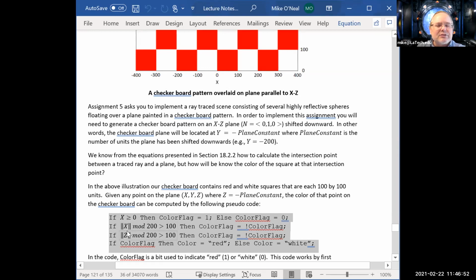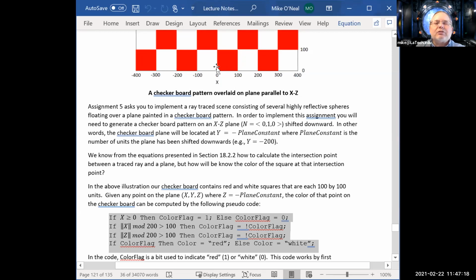So if X, absolute value, mod 200. It doesn't matter if I'm moving left or right, that's why it's the absolute value of X, mod 200. So every 200, we restart our cycle. And if, restarting our cycle, I am greater than 100, then I flip my color flag. Okay, you're probably going, what are you talking about here, Michael?